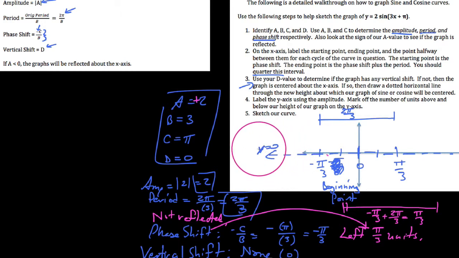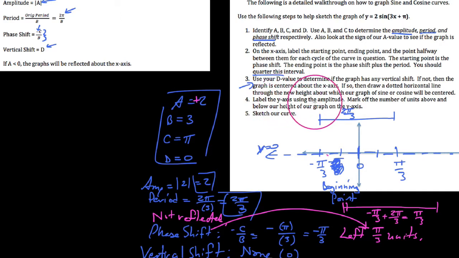Now I want you to imagine, what if you shifted your graph up like 2? Our graph would have to go with an amplitude of 2, 2 above, 2 below, 2 above, 2 below, but of an original height of 2. In this case, we have an original height of 0. So we're cool here, but always look for your d value to put this imaginary line in first.